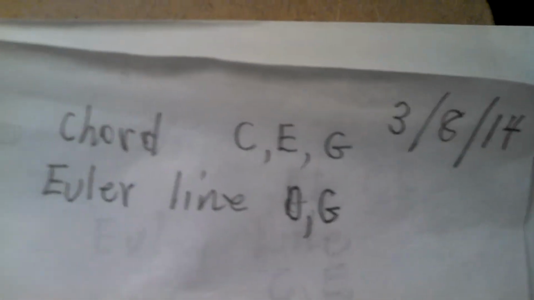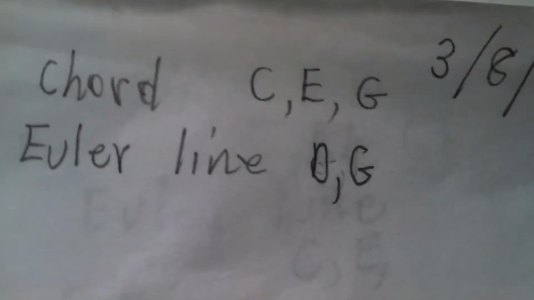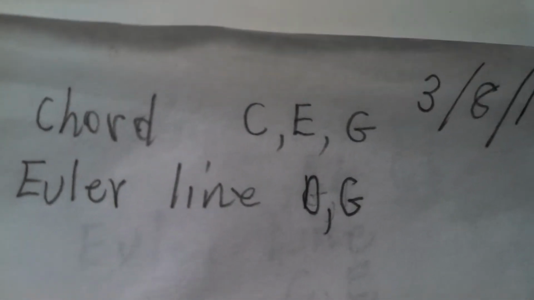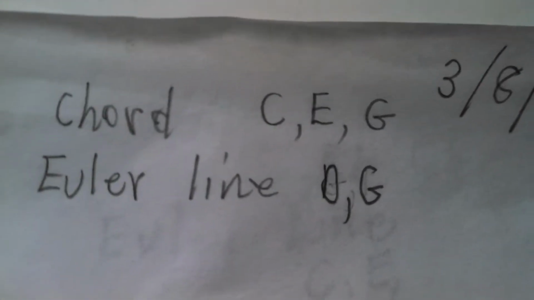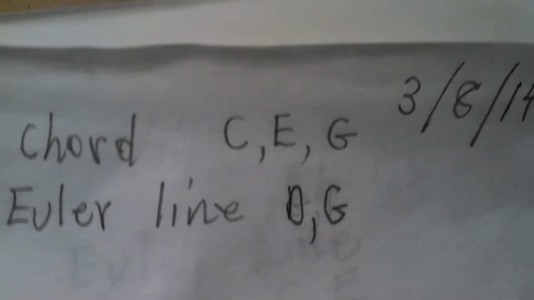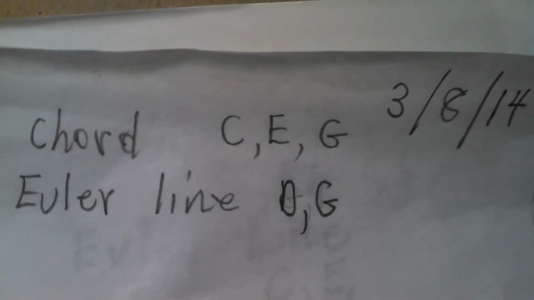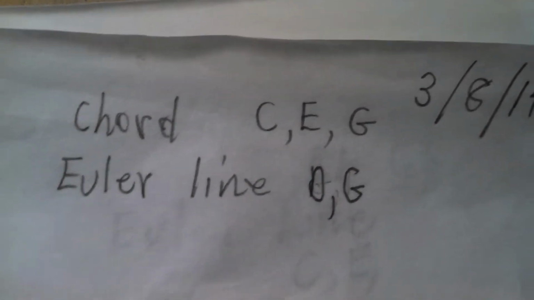So these are the Euler notes. The chord is C, E, G, and the Euler line comes up with D and G. Now these may not be perfectly exact numbers, but this is the closest notes to those ratios. So okay, that's the C major chord.